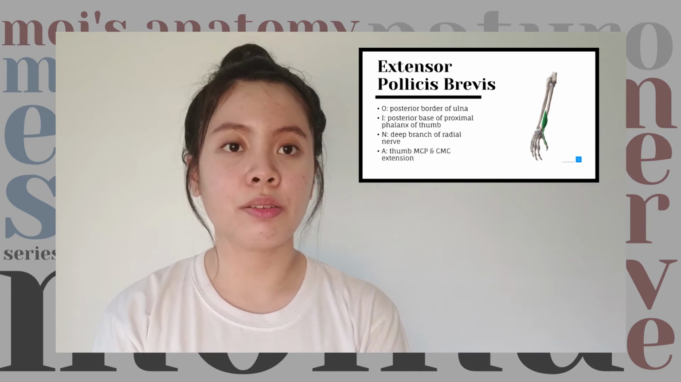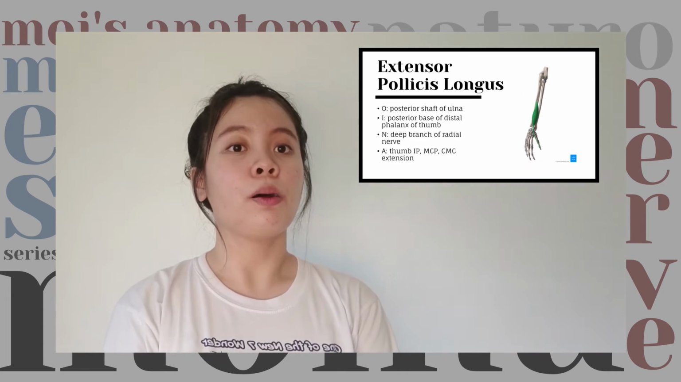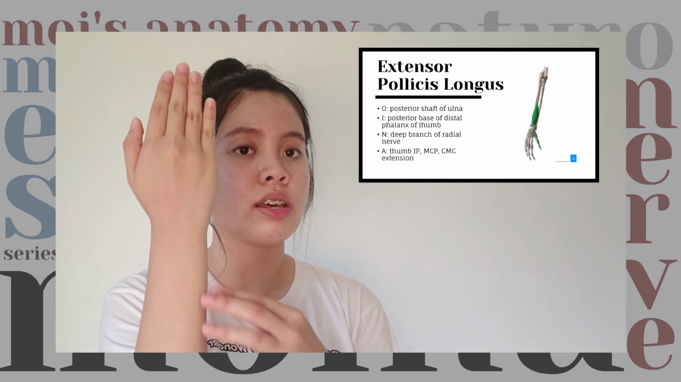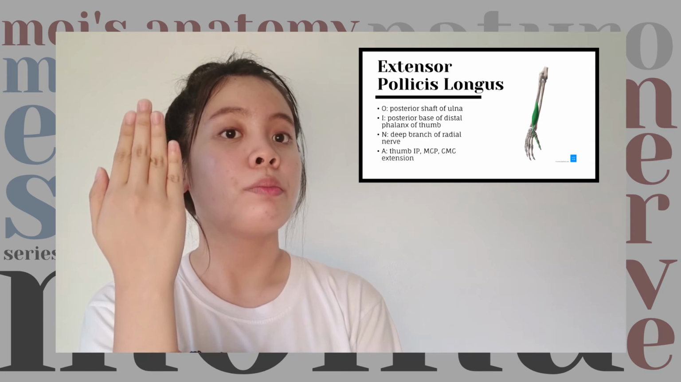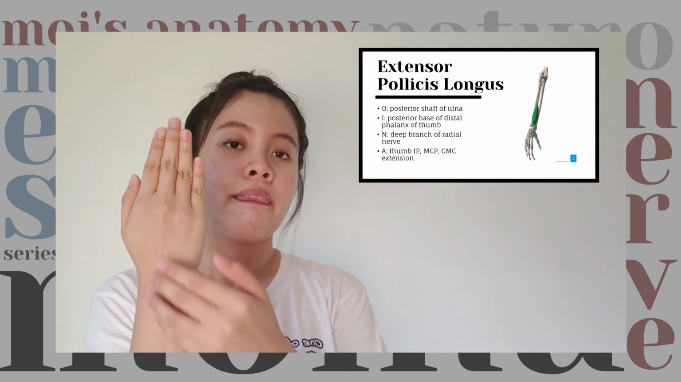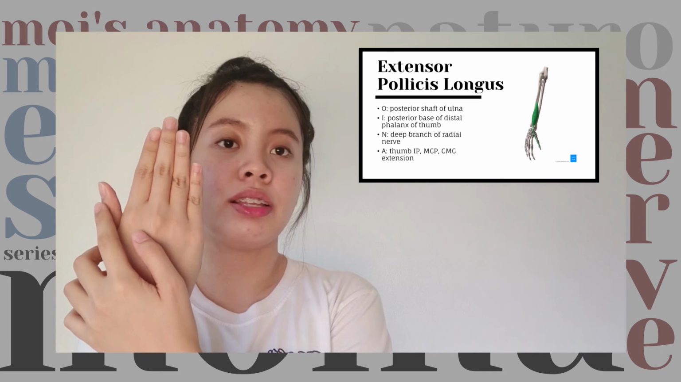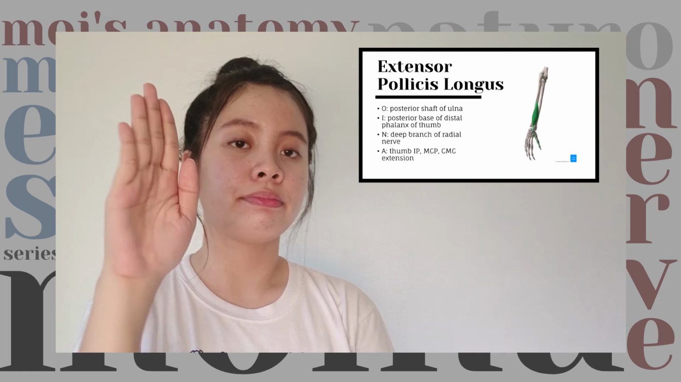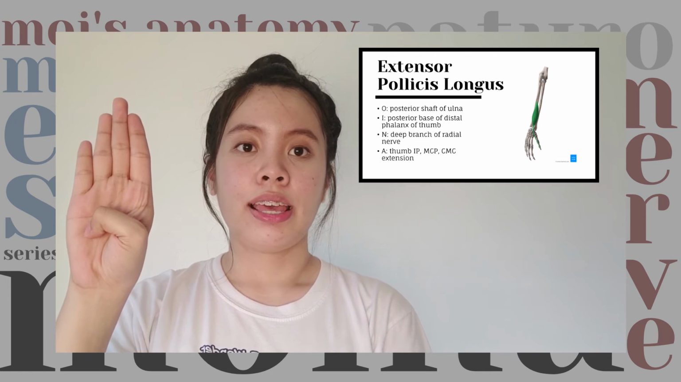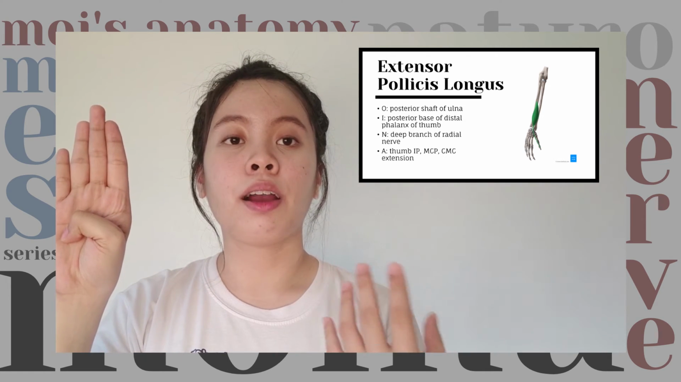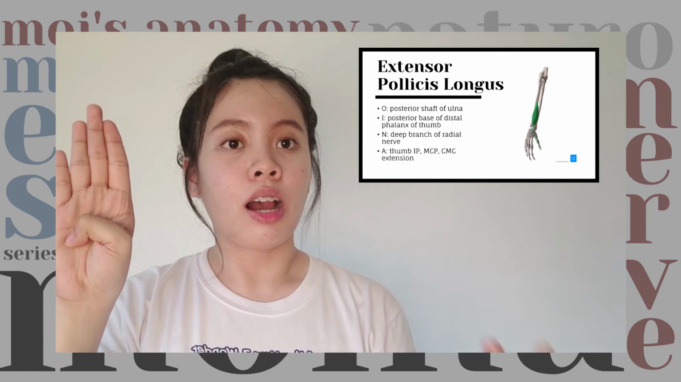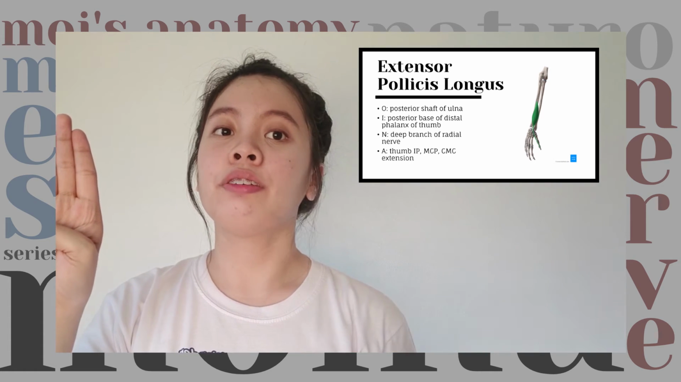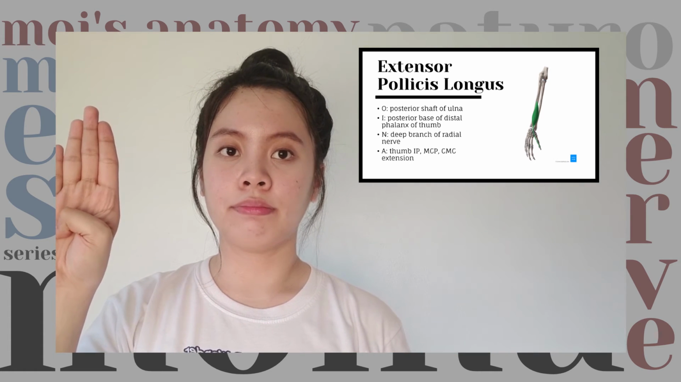And another muscle we have is the extensor pollicis longus. So this muscle originates from the posterior border of our ulna. It inserts into the base of the distal phalanx of the thumb, and it functions in extension of the carpometacarpal, metacarpophalangeal, and the interphalangeal joint of our thumb.